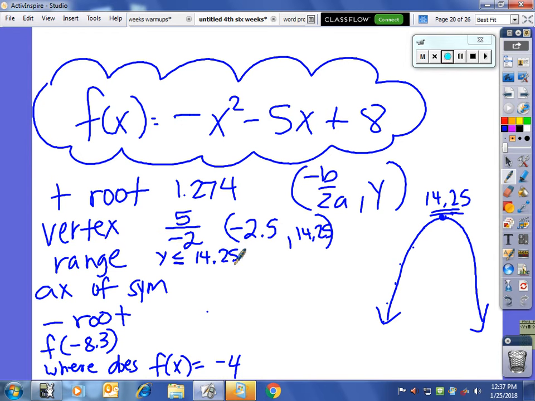Some kids are still switching that sign around. Axis of symmetry is also related to the vertex. And yes, I had about 5 kids not put it right, and I counted it wrong. They gave me the right number, but they didn't give me the equation. The axis of symmetry is x equals negative 2.5. It's the vertical line that goes right through the middle of the function.